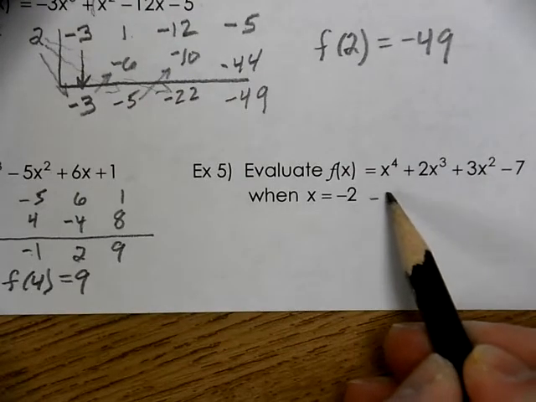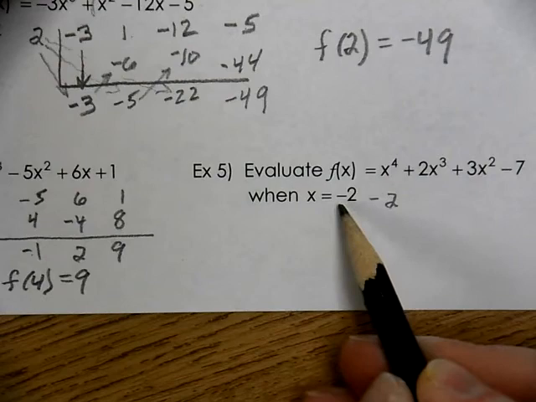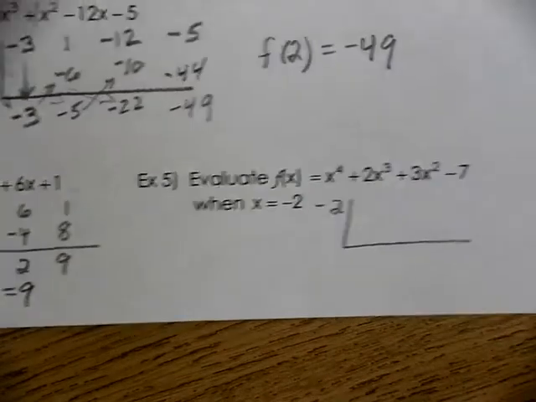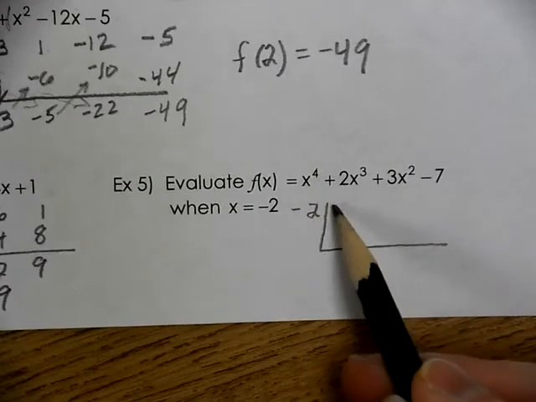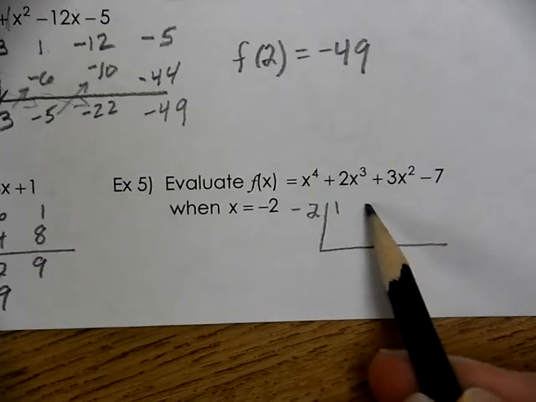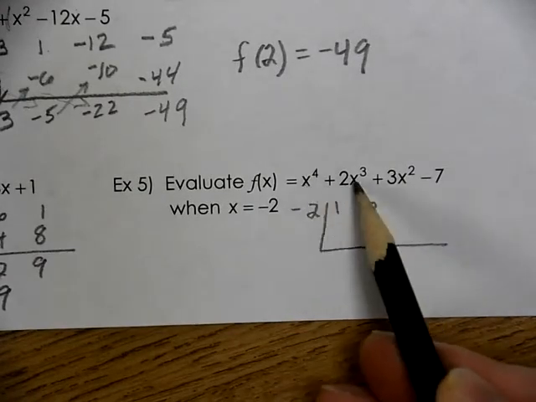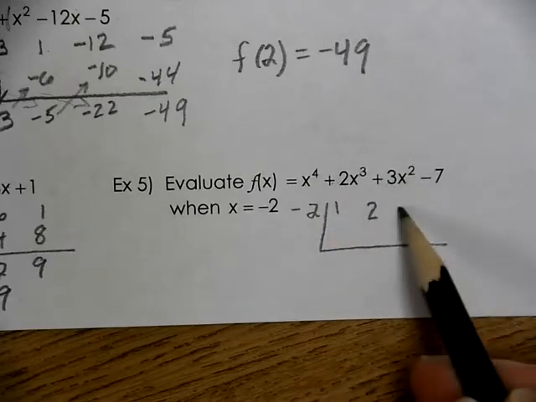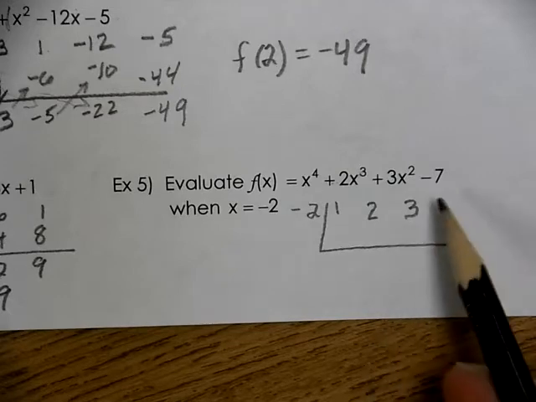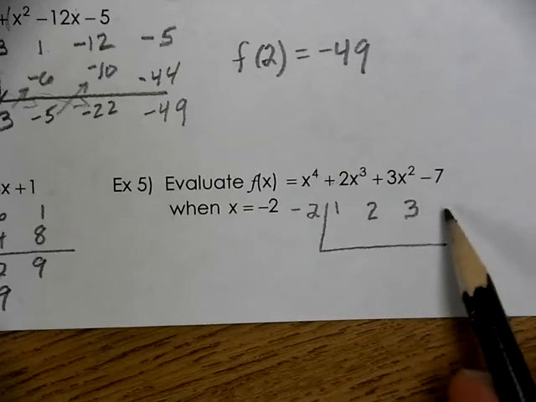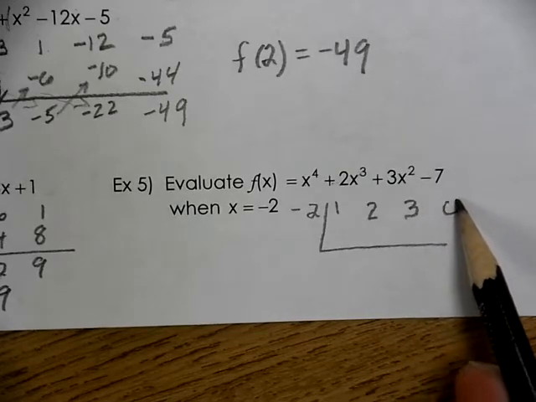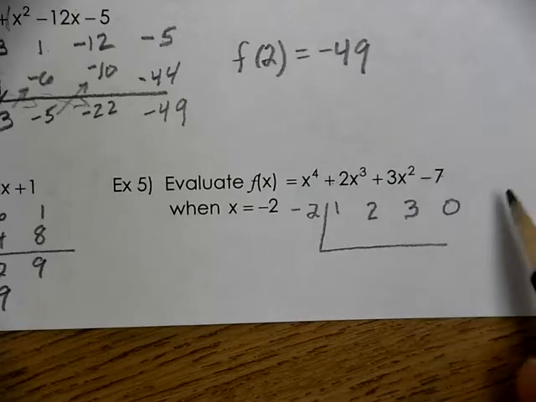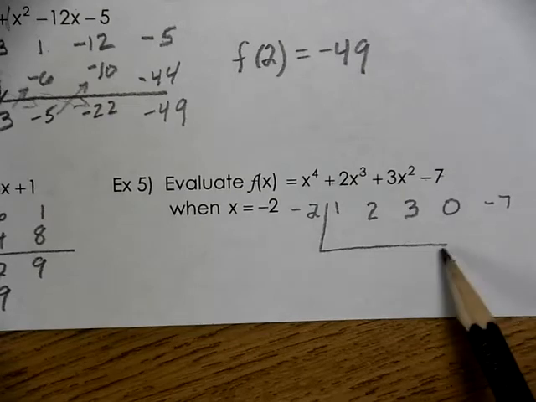So here we're going to plug in a negative 2. x to the 4th, x cubed has a 2, x to the second has a 3, but notice it doesn't have x to the first. So we have to hold that place value with a 0. And then negative 7.